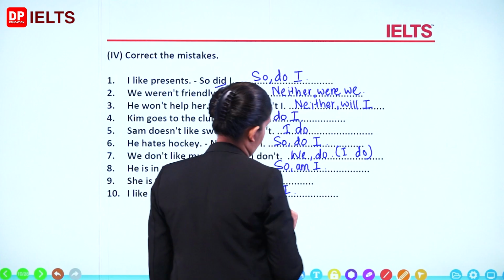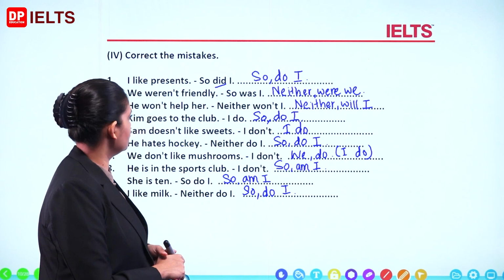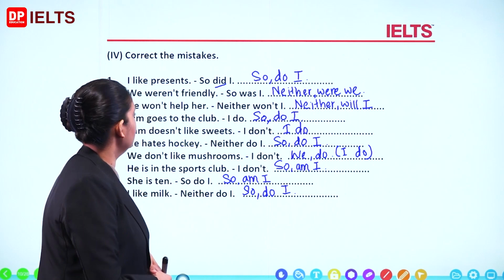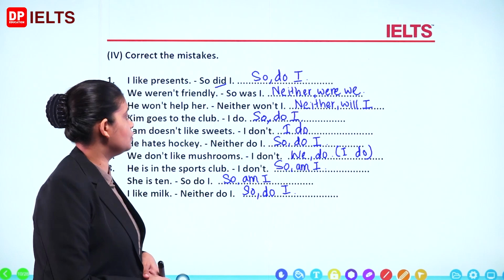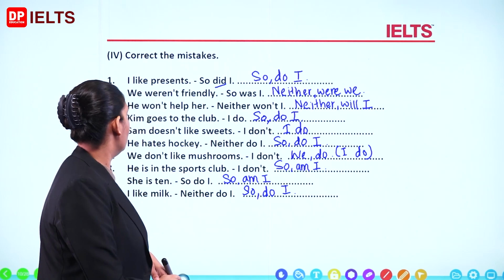There we are. We have completed all the gaps, okay? I like presents, so do I. We weren't friendly, neither were we. He won't help her, neither will I. Kim goes to the club, so do I. Sam doesn't like sweets, I do. He hates hockey, so do I. Okay. We don't like mushrooms. We do. Or you can say, I do.